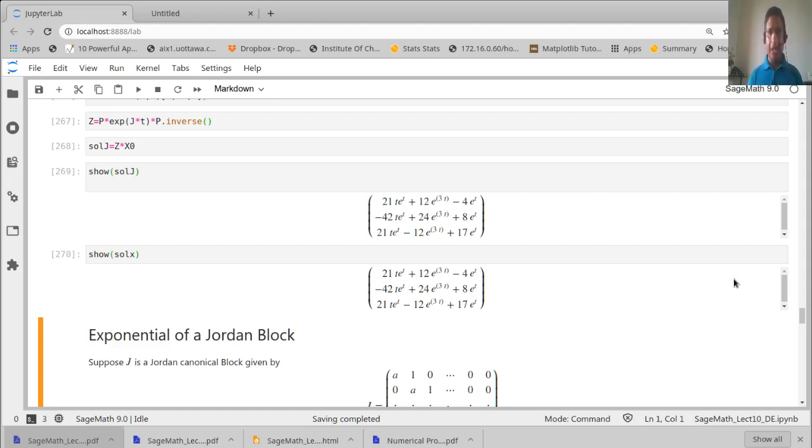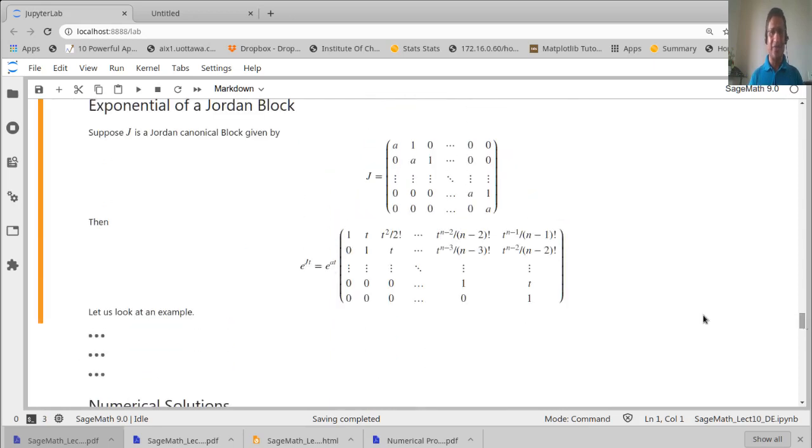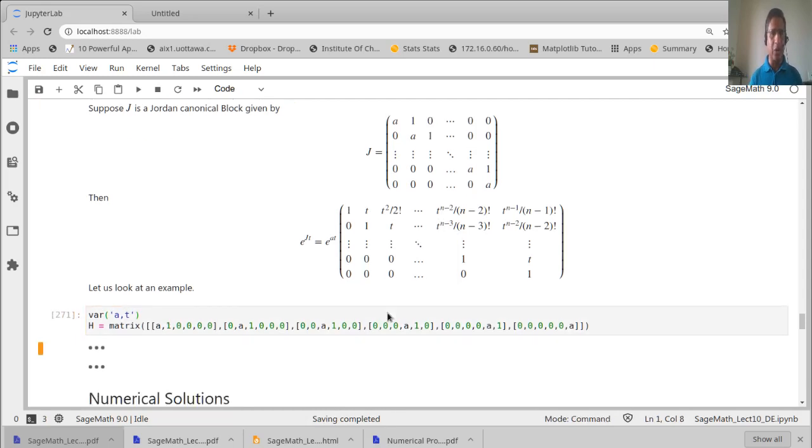Okay, I just mentioned that Sage can find the exponential of a Jordan block matrix. That you can very easily explain. So you must have seen in the theory part, if this is a Jordan block, then how the exponential of Jt looks like. One can prove this using induction. And let us see. So let us take a Jordan block.